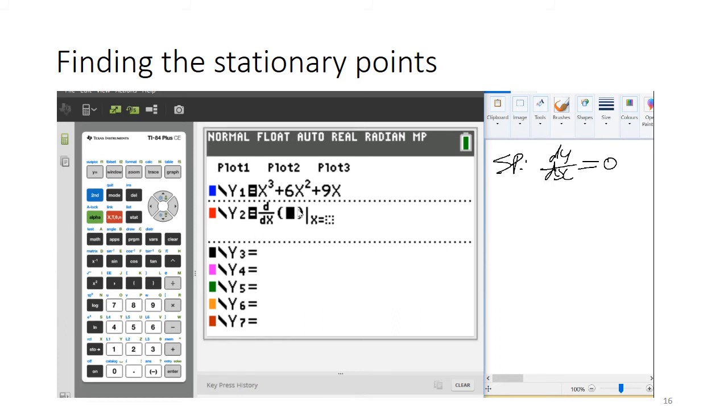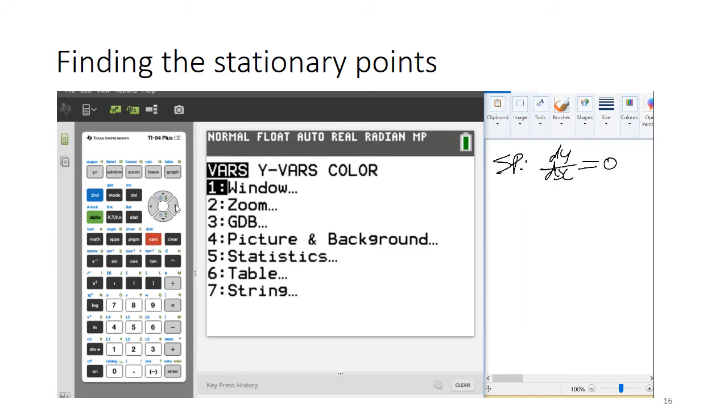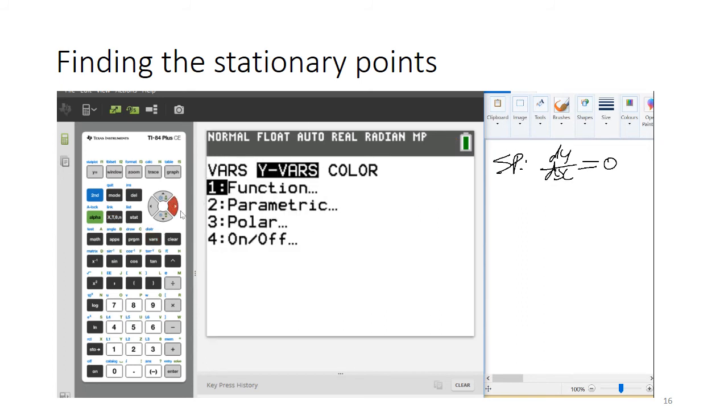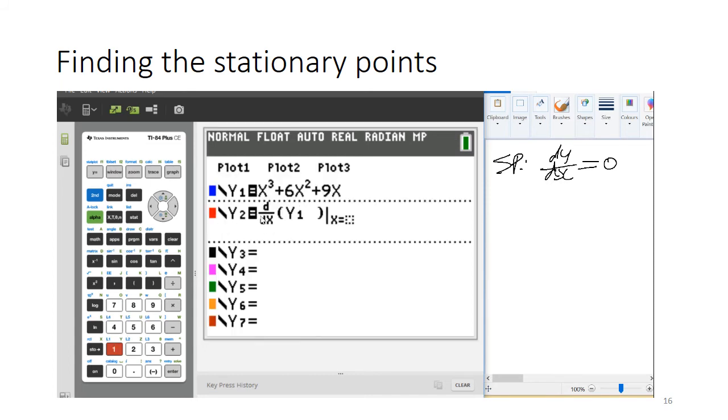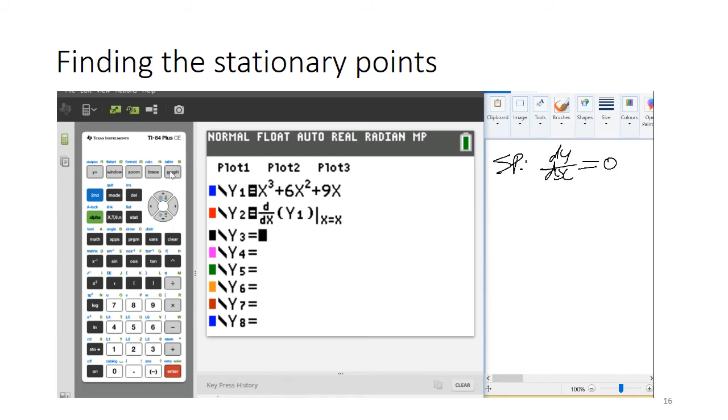Then here, you have two choices. You can type this whole thing in, type x cubed plus 6x and so on. Or you can go to vars, go to y-vars, go right, and choose function. Number 1, function, and I want to find the derivative function of y1. So I'm going to choose y1. Now I'm differentiating y1, which is this guy, with respect to x. And you have to enter one more parameter. It's asking you which value of x you want to differentiate for, and you put x because I want all the values of x. Press enter. Now you hit graph.